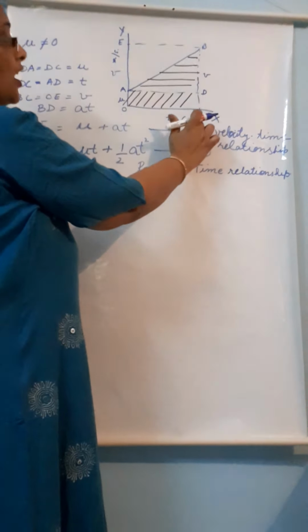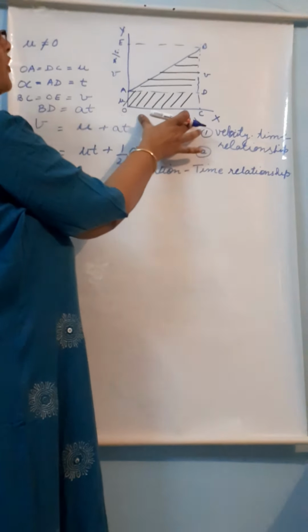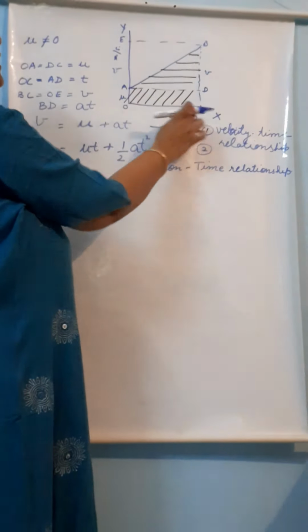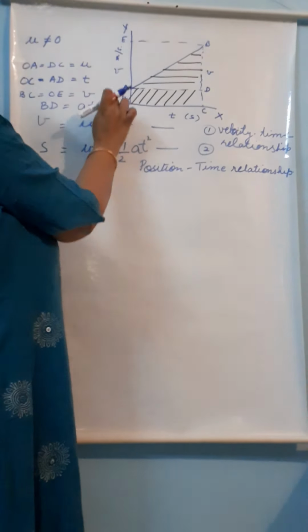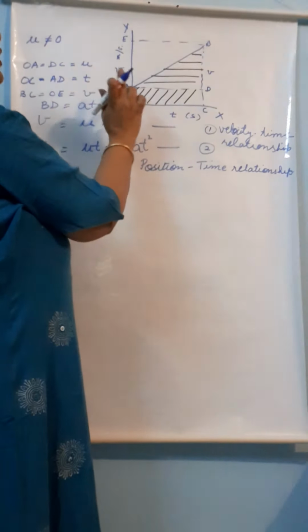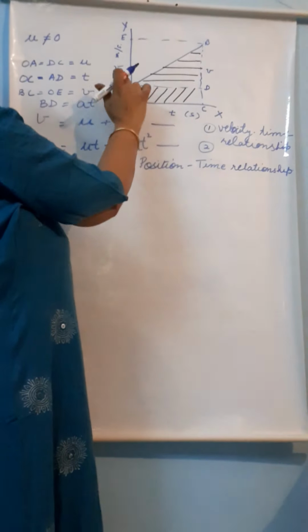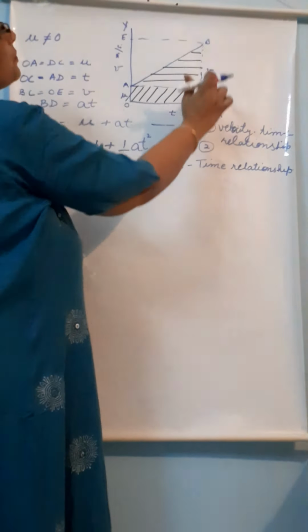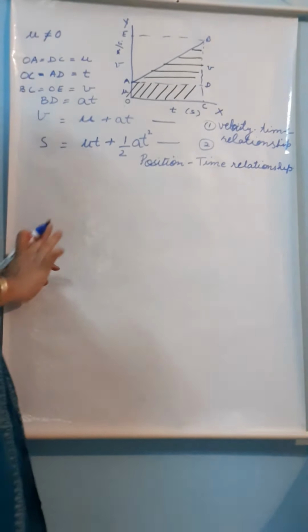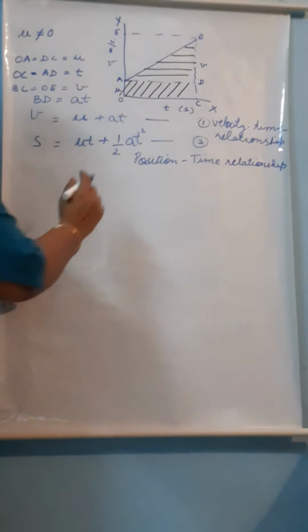OABC. And how do we calculate the area of a trapezium? The area of a trapezium means the sum of two parallel sides. What are the parallel sides here? OA and BC. So this becomes the height. So what will be the area of a trapezium? OA plus BC upon 2 into OC. Just we will substitute these values and let's see what we get.